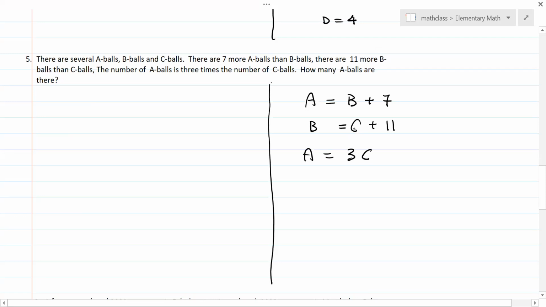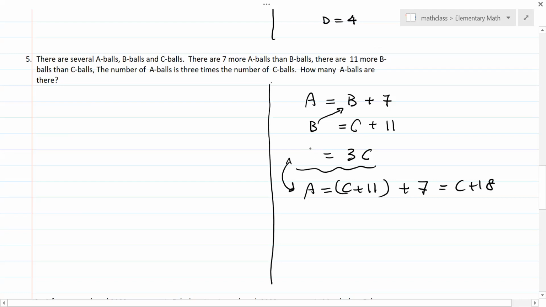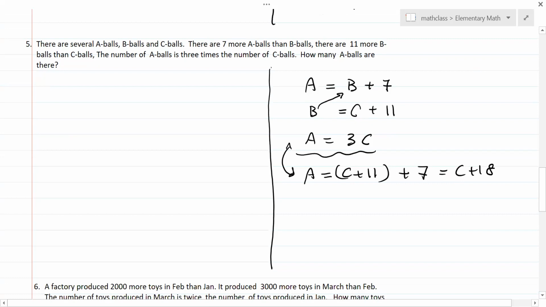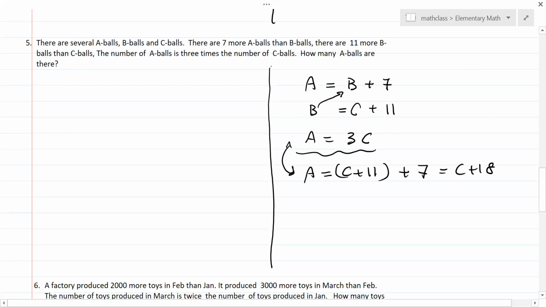But you can do it like this. Look at this, right? Only A and C there. So I can replace this B by C plus 11. That means A equals C plus 11 plus 7. That means C plus 18. Then you can compare those two. Otherwise, you cannot compare. So how do you compare? In the place of A, you should get C plus 18.